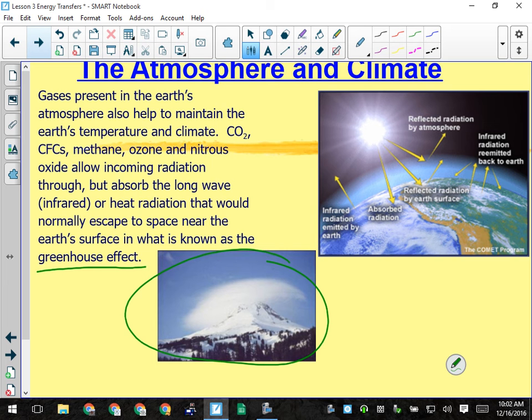Should we know what this is? Because that's probably something you'll want to talk about. If I give you a question on a test about energy transfers or trapping of energy, greenhouse effect would be a good thing to mention there.